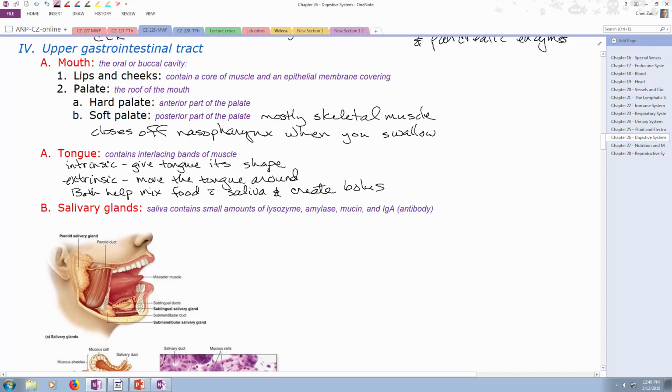And now let's talk about salivary glands and saliva. We make about 1 liter to 1.5 liters a day of saliva. And saliva is, as you guys all know, mostly water, but we do have some digestive enzymes called lysozyme inside saliva. We also have a digestive enzyme called amylase in saliva, and we have mucin, which is that sticky stuff, and we have IgA.